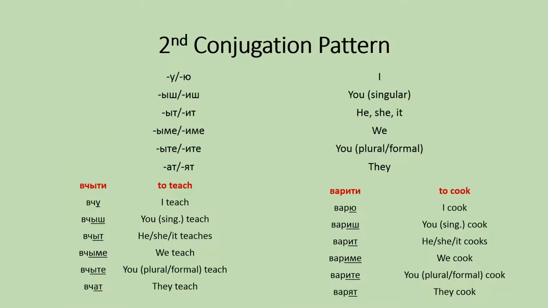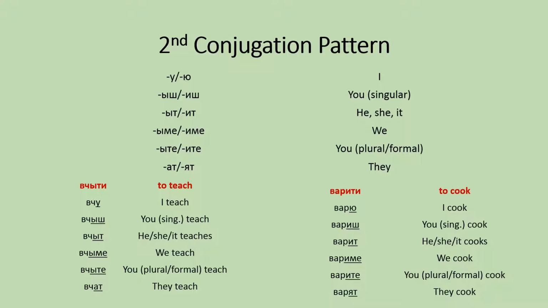Second conjugation pattern. When the conjugated verb ends in u or iu, it refers to I. When the conjugated verb ends in ush or ish, it refers to you singular. When the conjugated verb ends in ut or it, it refers to he, she, or it.